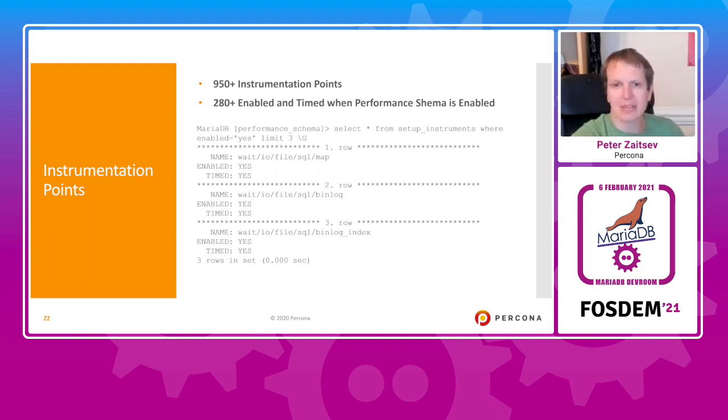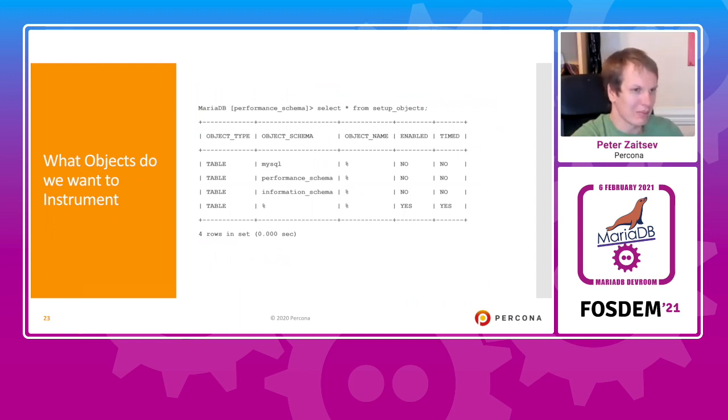In MariaDB, there are almost 1,000 instrumentation points as of MariaDB 10.5.8, and almost 300 of them are timed and instrumented. So you can get a lot of details right by default, and you can configure even more of them. Additionally, you can configure the objects. It tells you about the database objects, such as tables, stored procedures, and triggers, which you want to instrument, which are all configured through the setup_objects table.